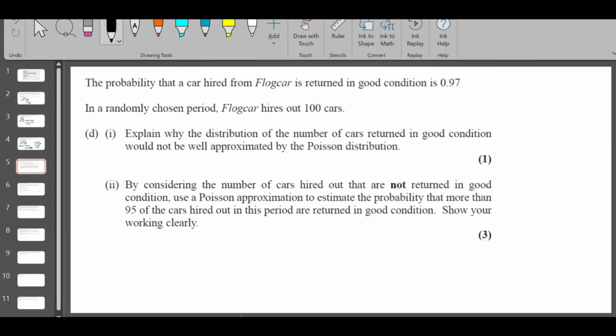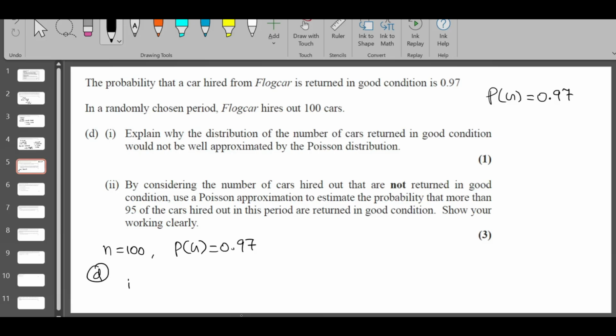Part D now. The probability that a car hired from Flock Car is returned in good condition, let's call it P of G, is 0.97. In a randomly chosen period, Flock Car hires out 100 cars, so n is equal to 100. The probability that they are returned in good condition is 0.97.